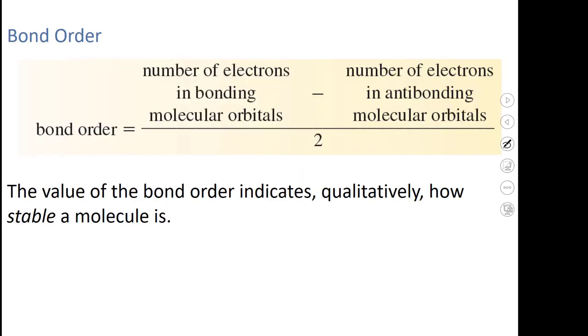We can use molecular orbital theory to calculate how stable a bond is by calculating something called the bond order. Yes, I know I said there weren't going to really be any calculations in Chapter 9, but this one's a pretty small one. Shouldn't need to even grab a calculator for this one in most cases. So the bond order is equal to the number of electrons in bonding molecular orbitals minus the number in antibonding molecular orbitals, and then we're going to divide that by 2.